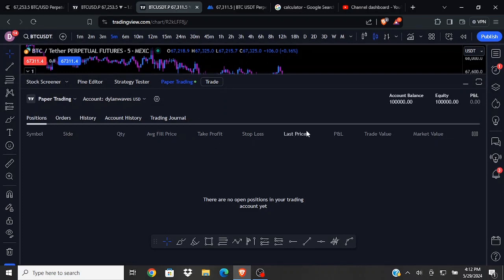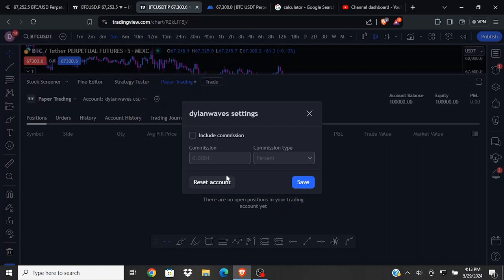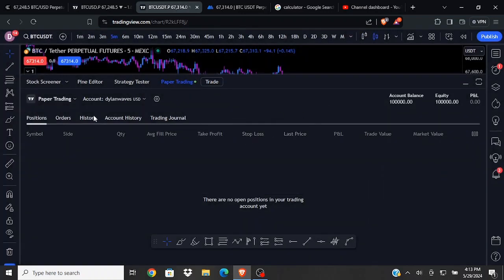So if you click connect, you'll see that I basically have my fake paper trading account here with 100,000 fake buckaroos in here. And I believe this 100,000 is the default. This is what comes up every time I reset my account. So when you first make your account, it should look like this. You should have 100,000 fake dollars in here. You can make a name for your account. This is Dylan Wave's paper trading account.